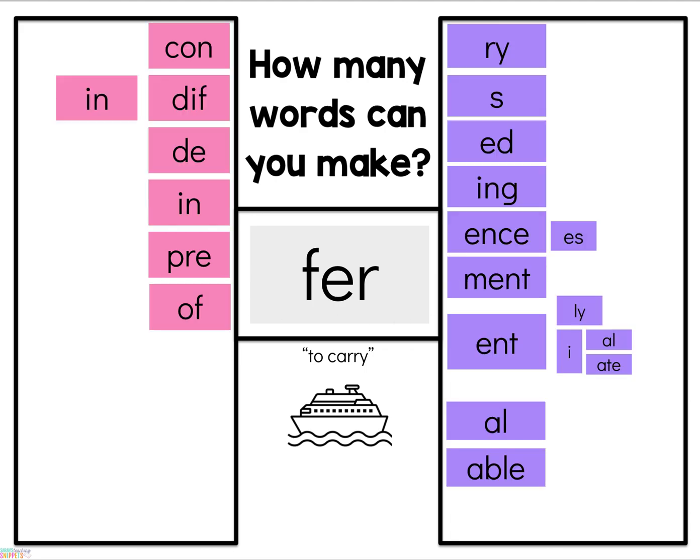Okay, next we have the prefix OF, and we put it with FER, and we get offer. And then you have offers, offered, offering. Here's another one where when you write it out, we have that double F, so you're probably not going to double that R.